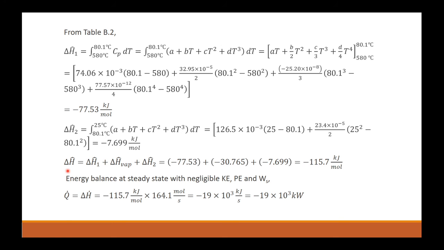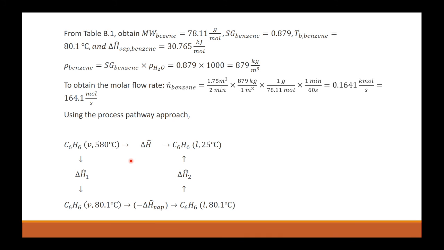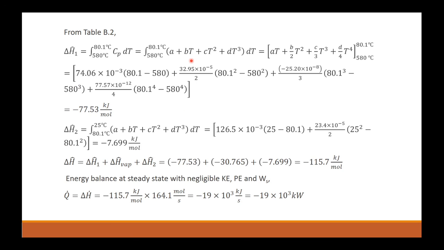So the actual change in enthalpy is H1 plus the change in vaporization, the delta H of the vapor state, plus H2, and this gives you negative 115.7 kilojoules per mole. This one you can already obtain from the table itself, right? Which was here. Okay, so we use that as a reference state.